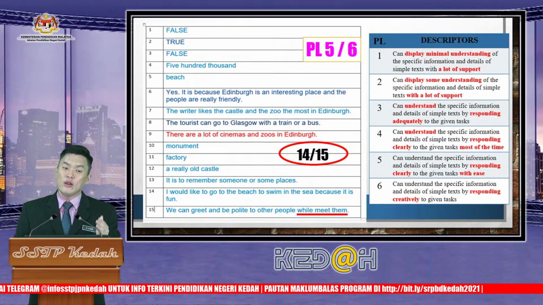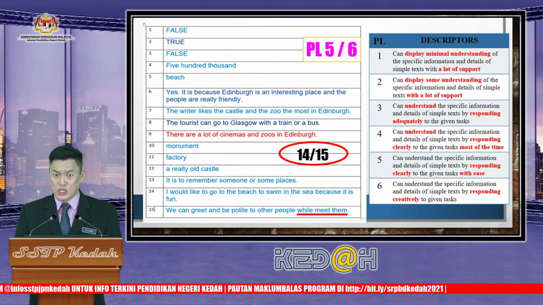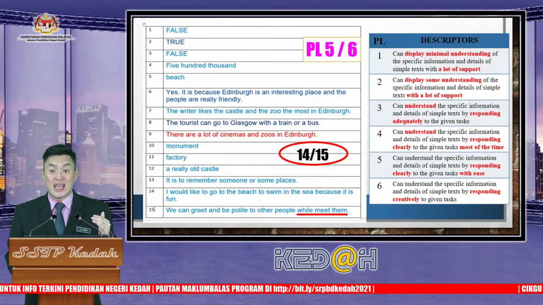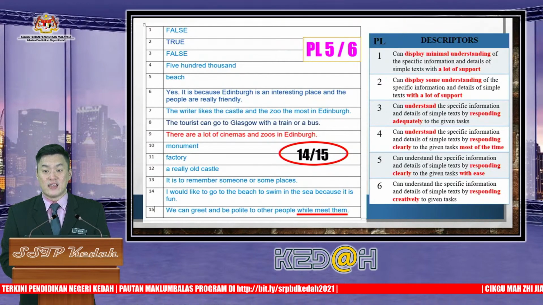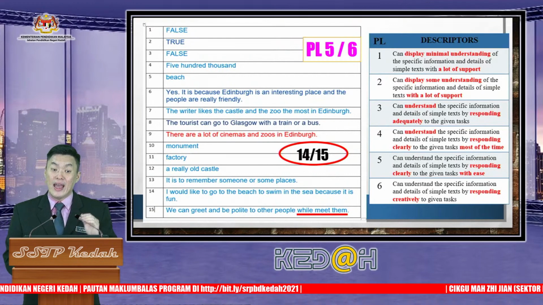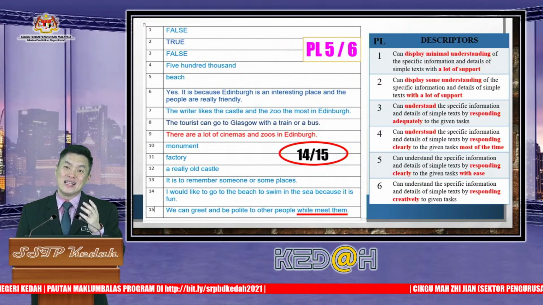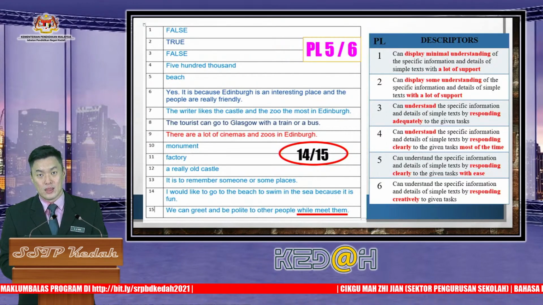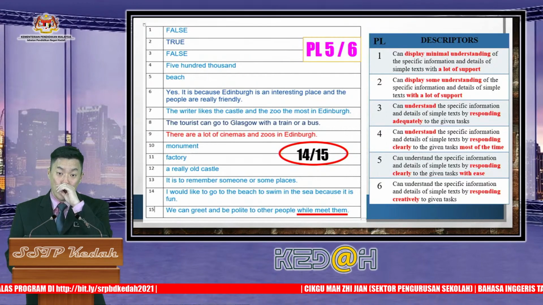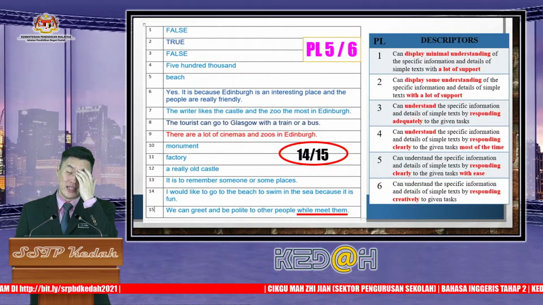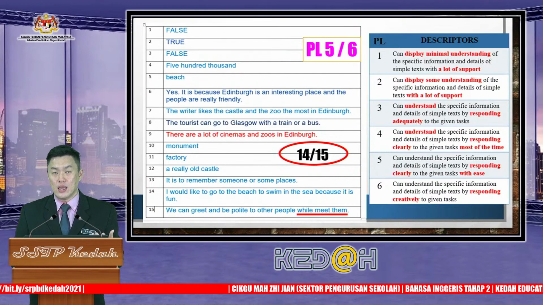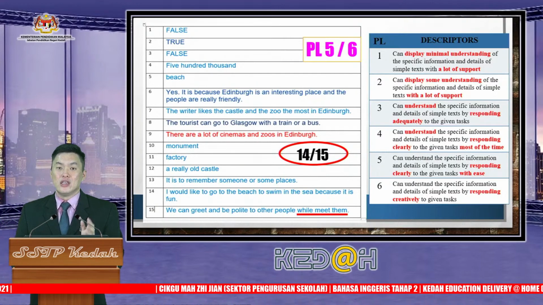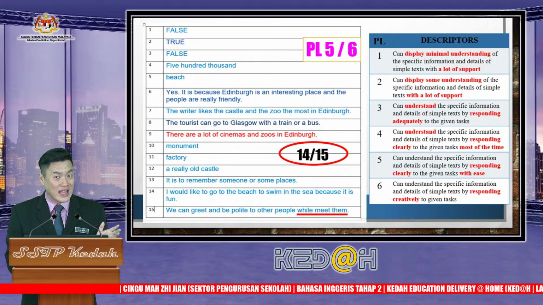As we can see, out of 15 items, the student has scored 14 out of 15. So for me, he can understand the specific information and details. And from the open-ended items, I can see that he was able to respond creatively. Note that there are grammatical errors in the open-ended item, but remember, this is a reading assessment. He was able to read, understand and respond.